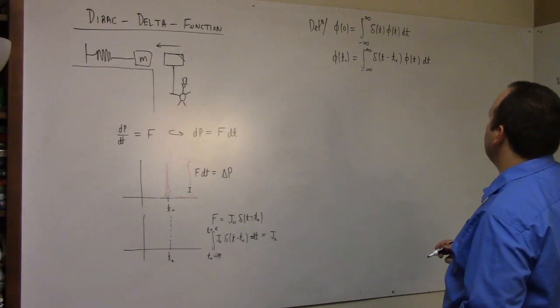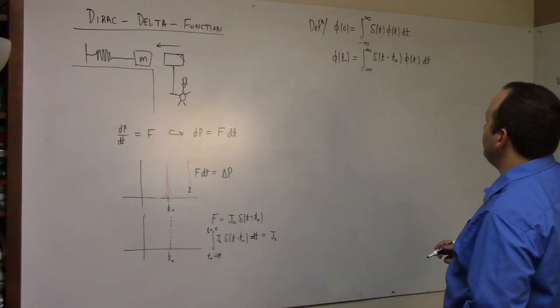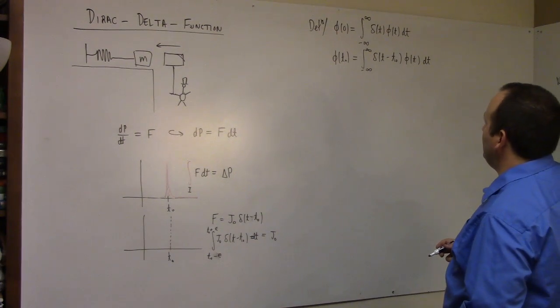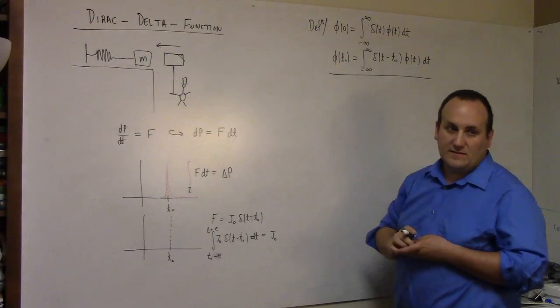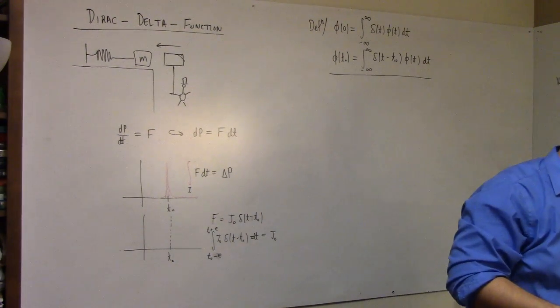I think, if it were another function of t, you wouldn't have to change it. Yeah. So my slogan for this is: the Dirac delta function changes integration into evaluation, right?